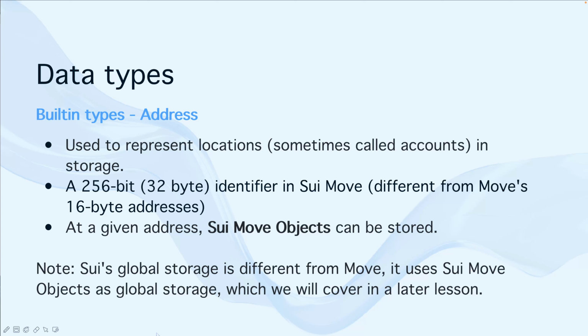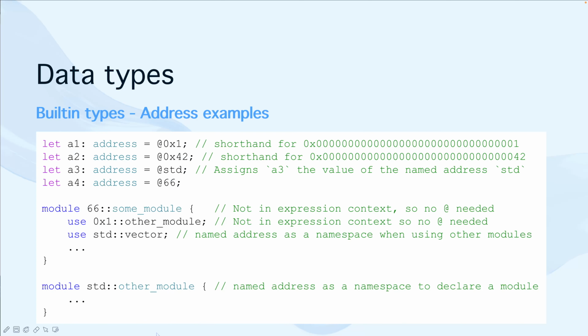Okay, here is the address syntax. The address can be used as an expression. The address must be prefixed by the @ character here, and it can be numerical values like 1, 42, 66, something like that, or a named address identifier, for example, std. And outside of the expression context, the address must be written without the leading @ character. So as you can see here, they don't have the @.